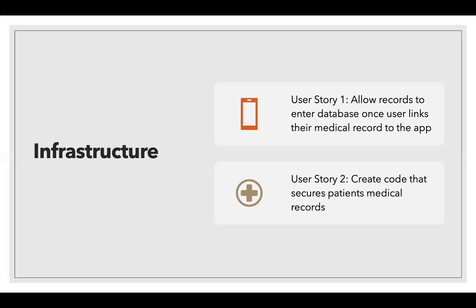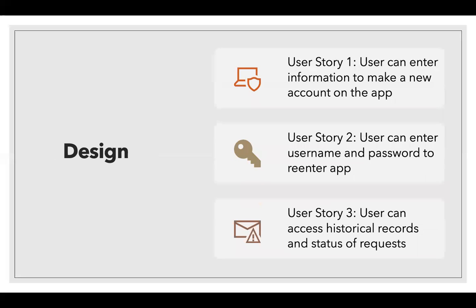All right. Okay. So in terms of design, we had three user stories. The first one was that the user can enter information to make a new account on the app. Story number two was the user can enter their username and password to re-enter the app. And story number 3 was that the user can access historical records and status of their request to retrieve or send medical records.